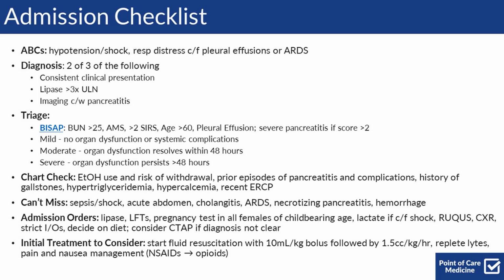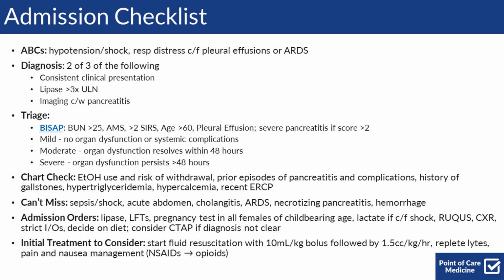To triage patients, you can use the BISAP score on admission, which includes BUN, altered mental status, SIRS criteria, age over 60, and the presence of pleural effusions. If you have more than 2 of those, it's considered to be severe pancreatitis. Note, however, that some of these risk stratifying scores are not perfect, and we'll talk about that later.